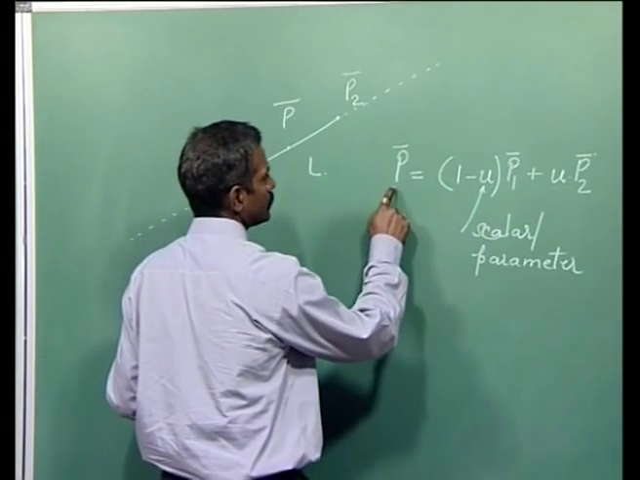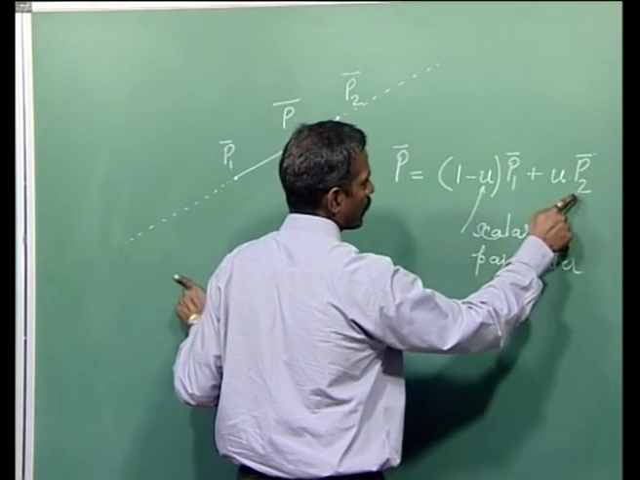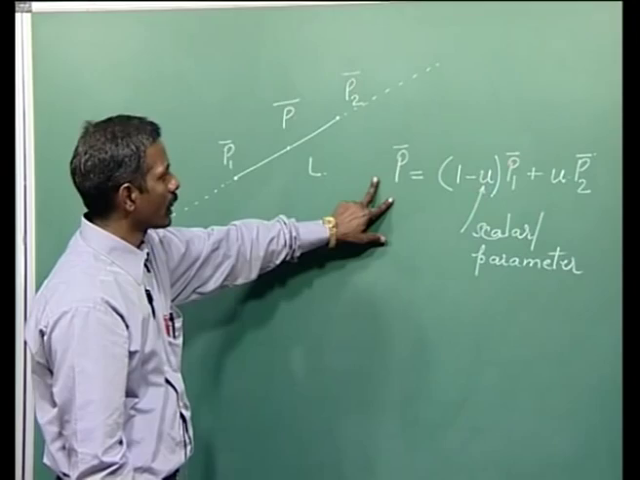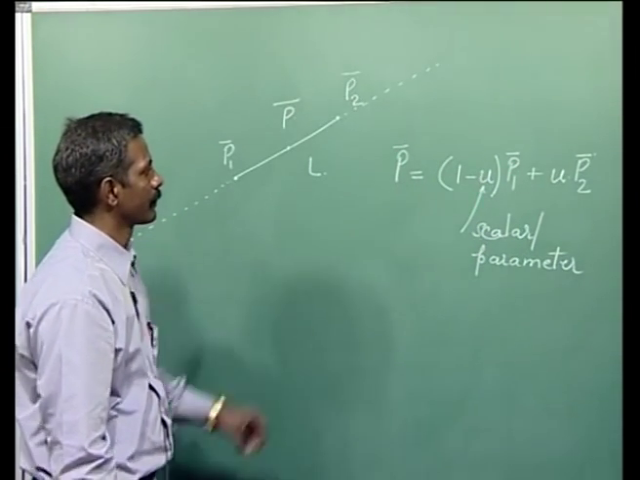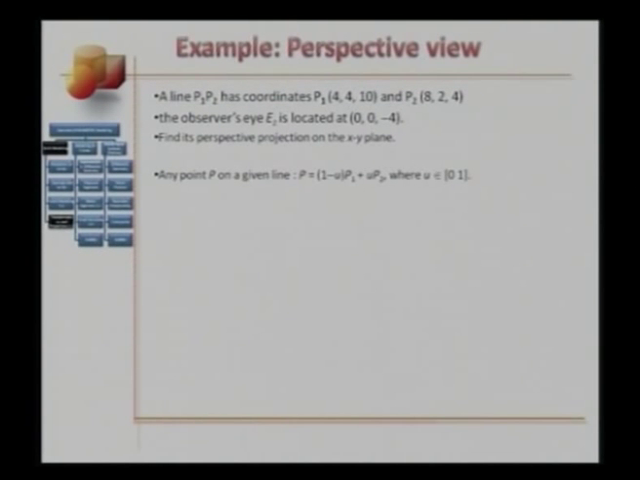In a sense, this relation describes point P as a linear combination of position vectors P1 and P2. We are going to be witnessing these relations quite a few times later in the course. As I explained right now on the board, any point P on a line defined by position vectors P1 and P2 can be expressed as a linear combination of two scalars. In a sense, P equals 1 minus U times P1 plus U times P2. For P to lie in between points P1 and P2, the value of the parameter should be in between 0 and 1, including both 0 and 1.